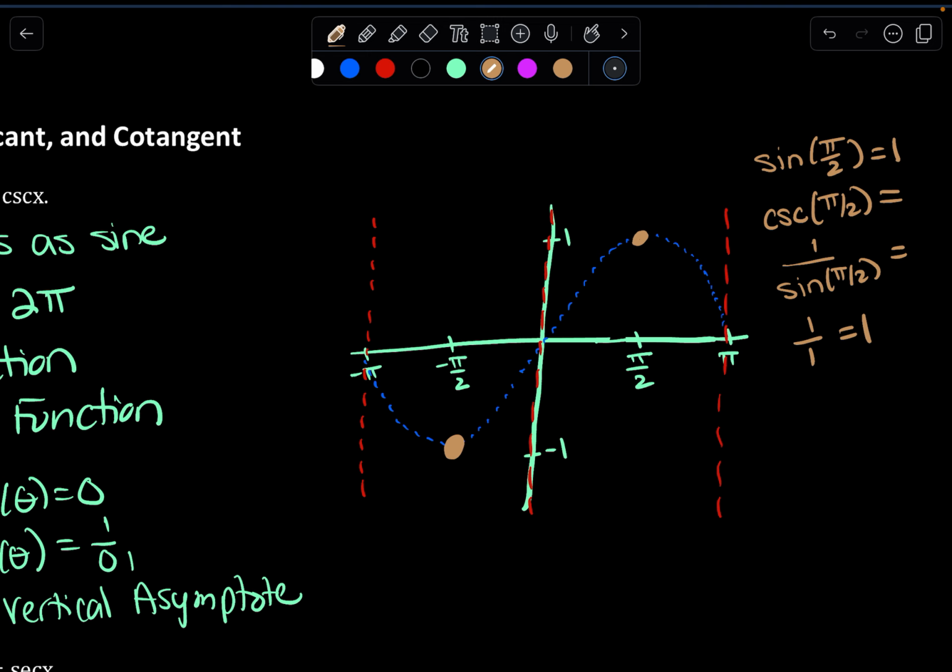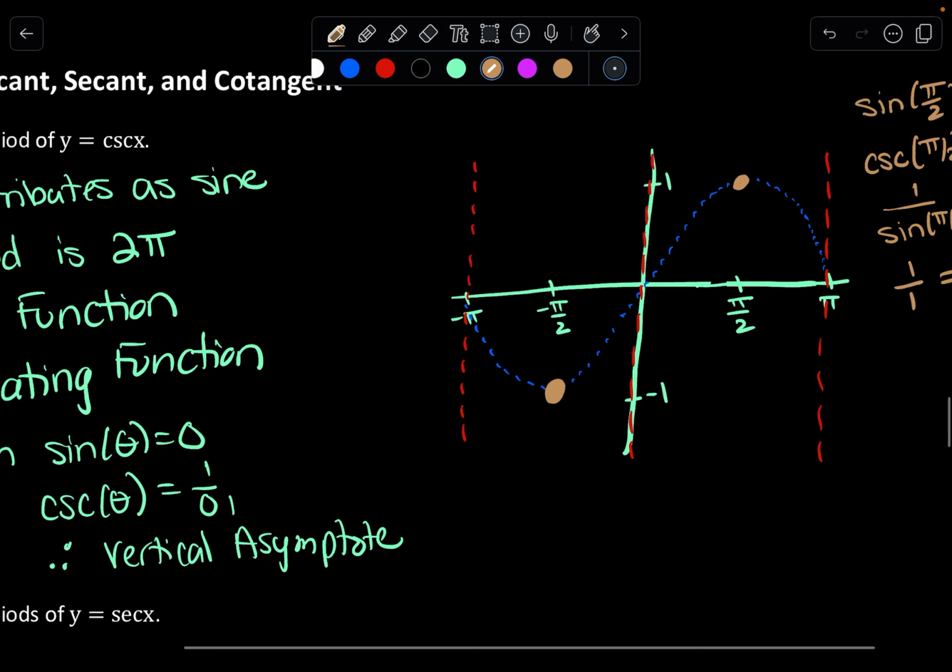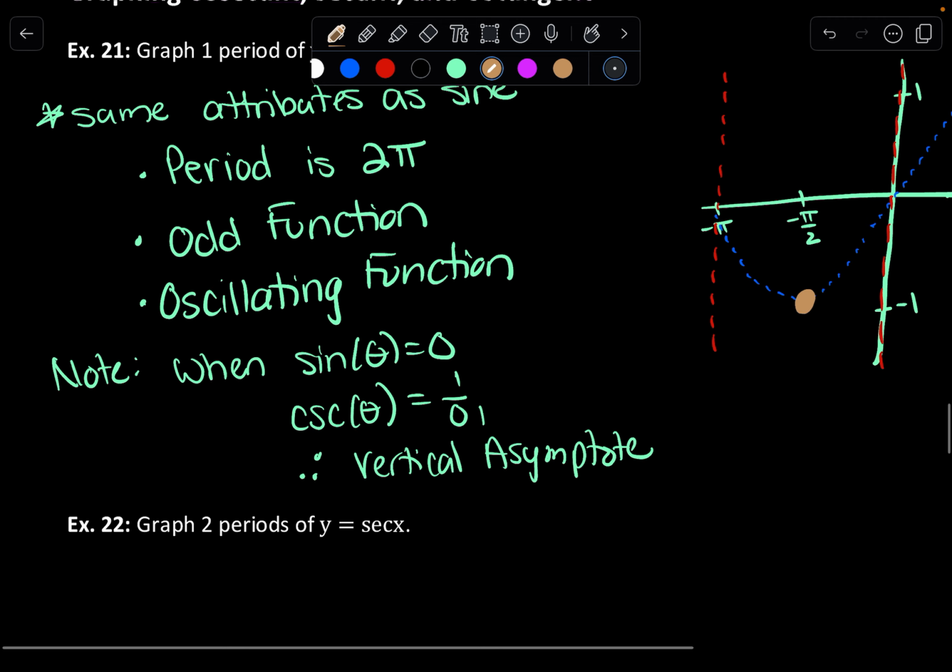So now let's think about this. Let's think of y equals x. Well, y equals x is a function that is always increasing. You should read it left to right, always increasing.